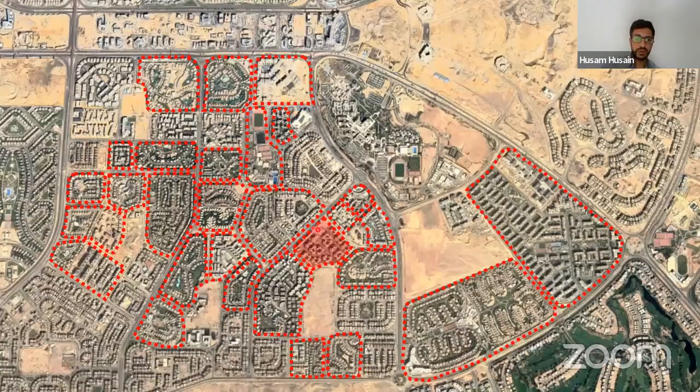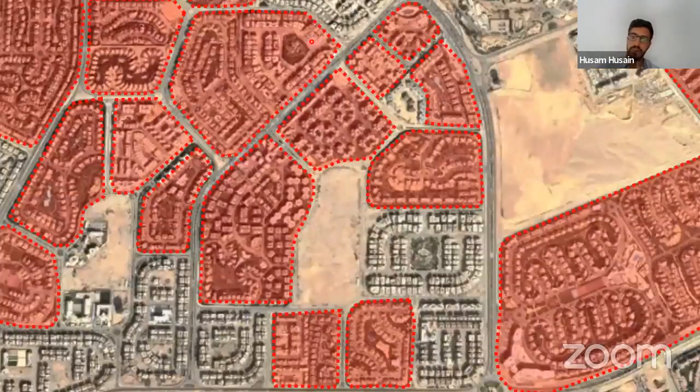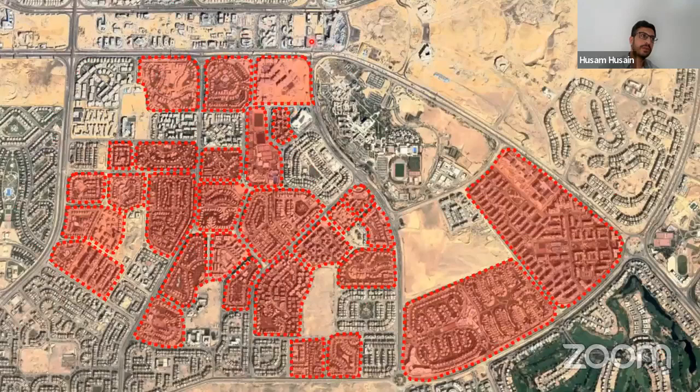So I think this here is Palm Hills, this is Zizinia. Here is the AUC. So most of these areas highlighted in red are gated communities. The problem that appears here, I mean the consequence of these gated communities, is the effect of these walls, let's say, on the intermediate or the public spaces. So the planning of this area or this neighborhood was designed to provide a central public space, a central green area.